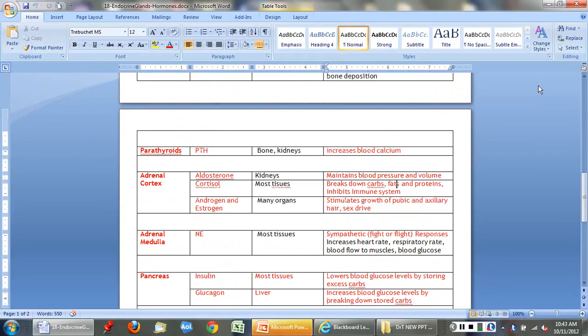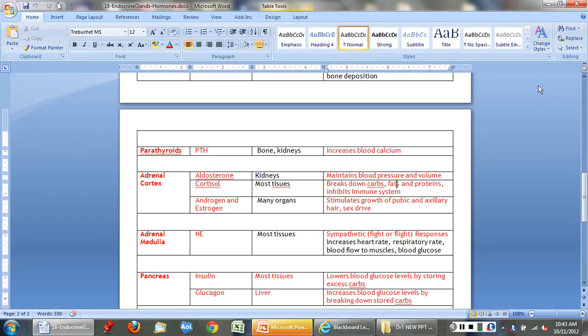The adrenal cortex, we mentioned aldosterone. So here's another hormone that affects blood pressure. What it does is it causes the contraction of blood vessels to increase blood pressure. And that, of course, will be important also if a person has dehydration. Increasing the blood pressure helps there.